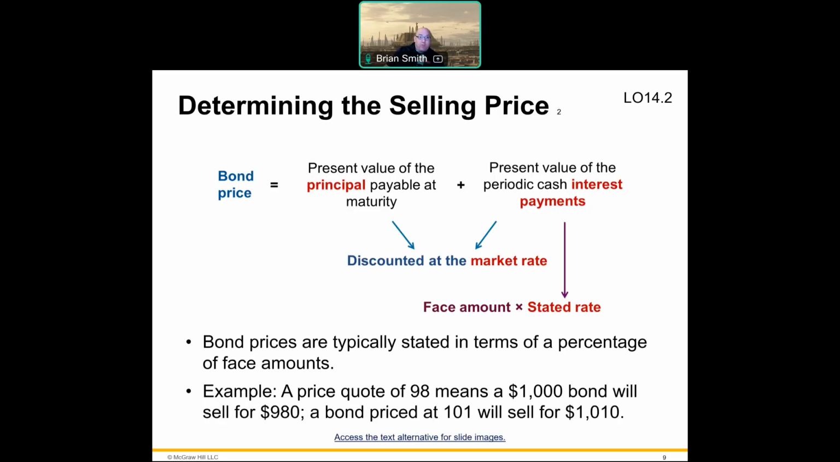I know it. Determining the selling price, we're going to take the present value of the principal payable at maturity and add the present value of the periodic cash interest payments.